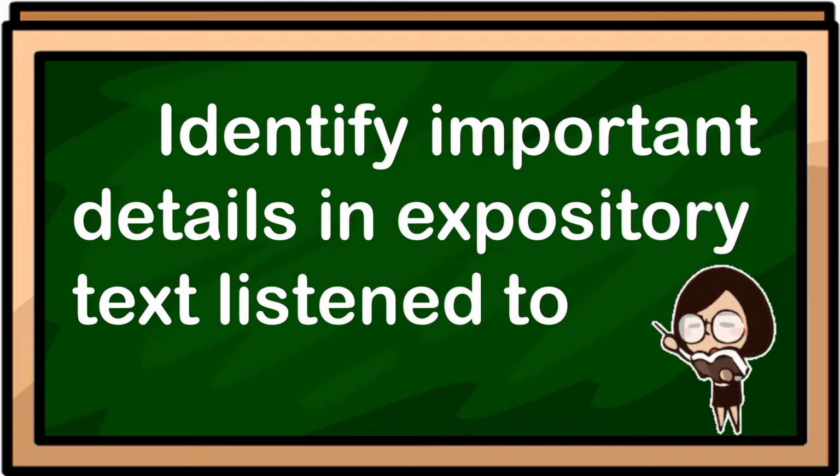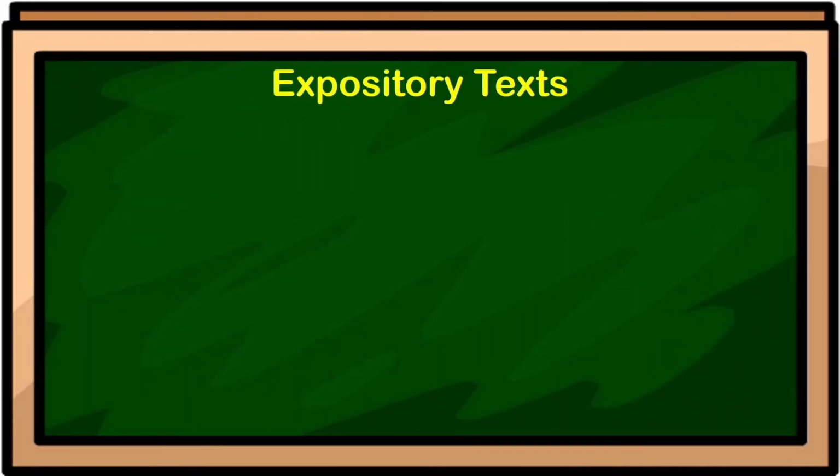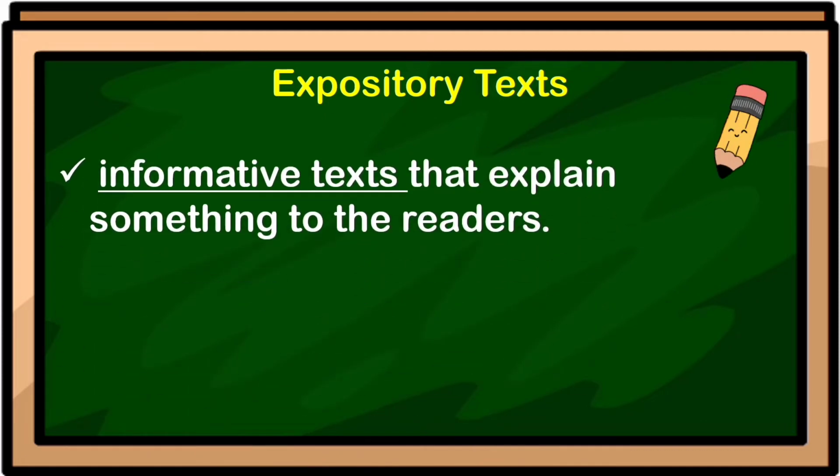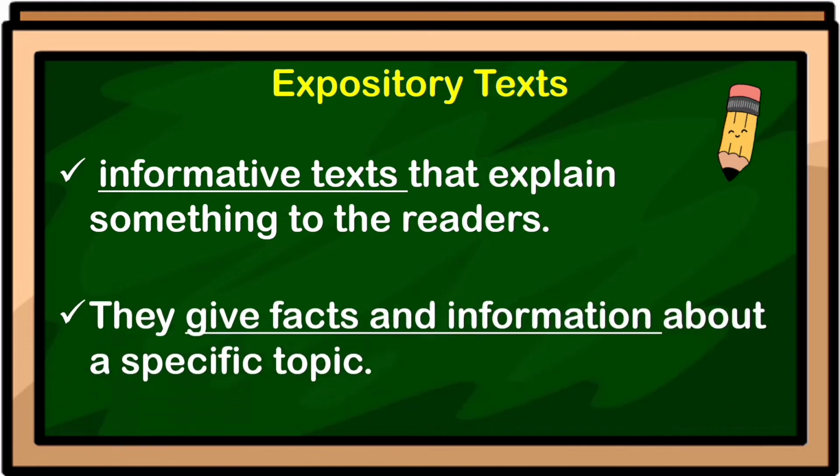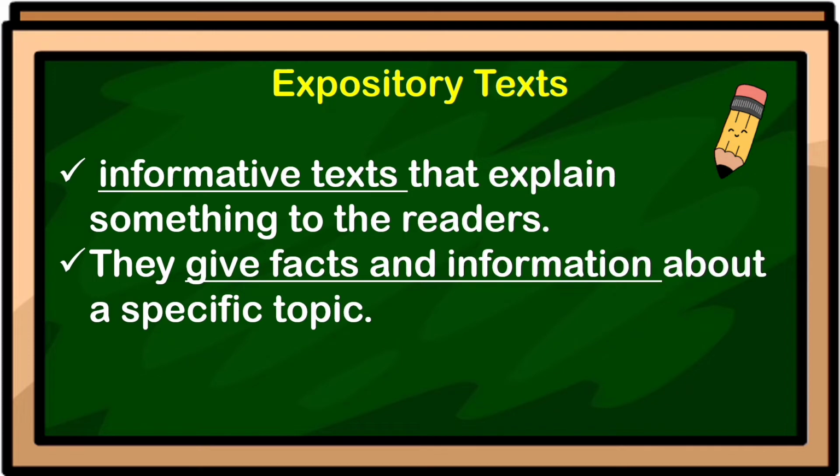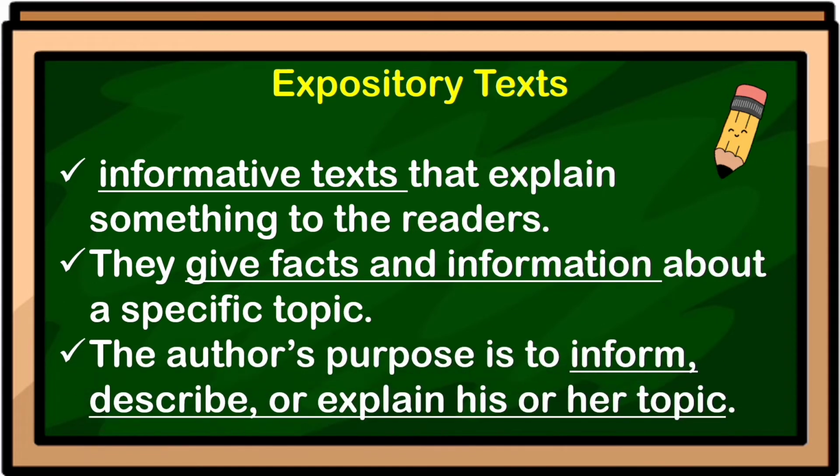Listen to. So what do we mean by expository text? Expository text is an informative text that explains something to the reader. They give facts and information about a specific topic. So when we say fact, it is true. And the author's purpose is to inform, describe, or explain his or her topic.